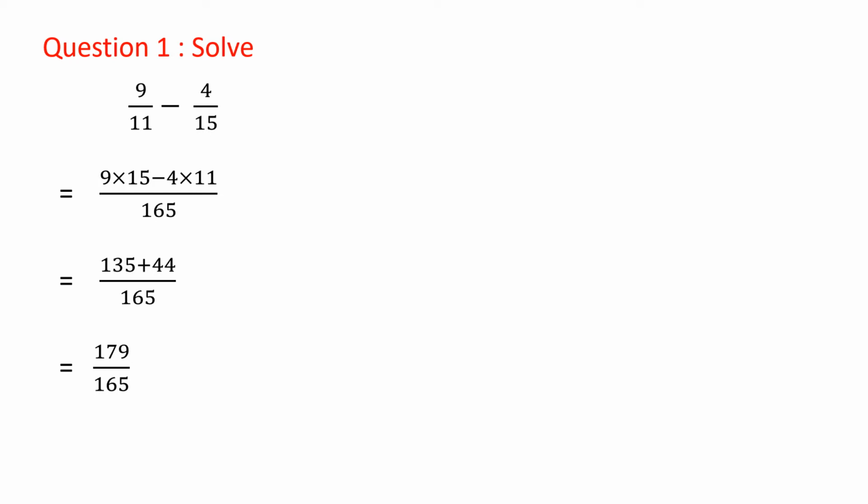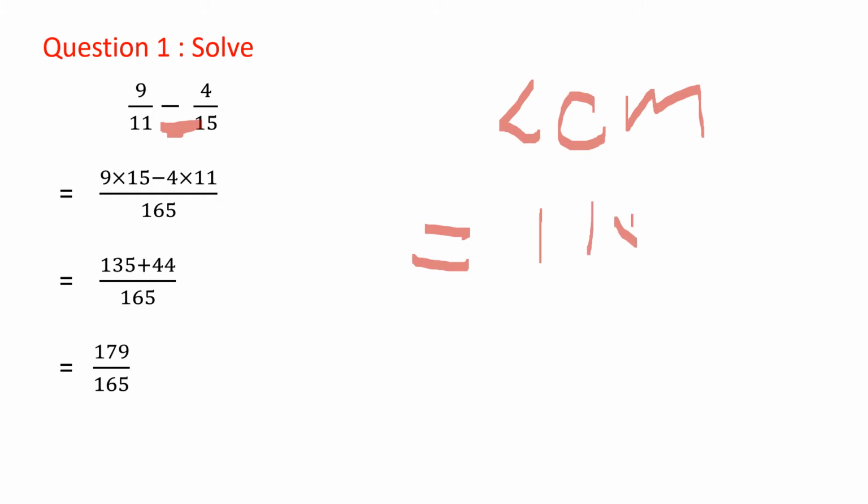Now again, subtraction. The only difference is the sign. The rest, all the procedures are the same. For 11 and 15, you take the LCM. As you can see, 11 and 15 are again not in the same table, so you just multiply them. What is the LCM? LCM is 11 into 15, right? 11 into 15 is 165. So you get the LCM 165.